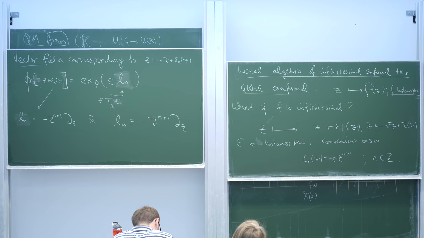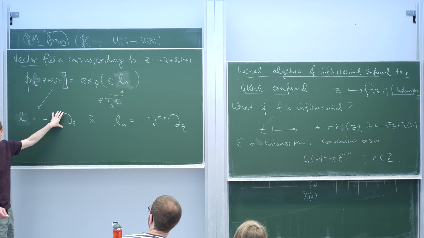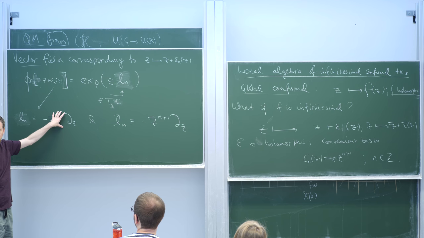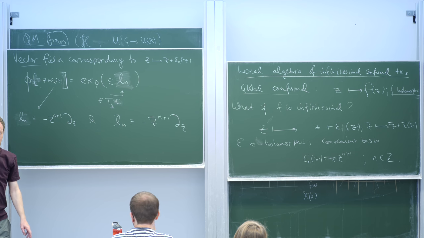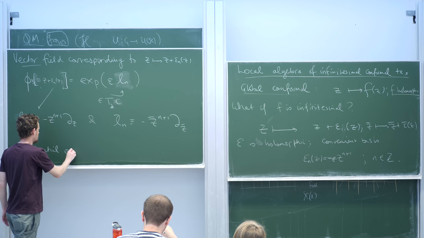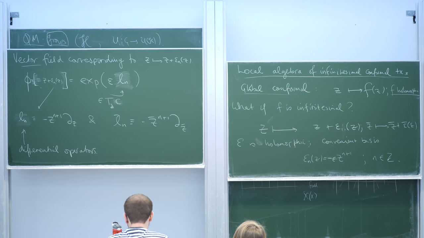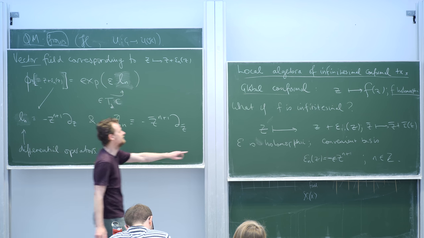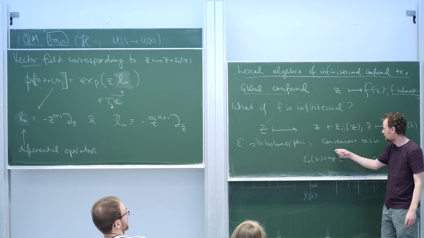So that you can verify this. It's a nice little exercise to just take the exponential of this differential operator, act it on some point in the complex plane, and see that you get the same answer as just doing z goes to z plus epsilon_n z. Nice little exercise. So now we have a bunch of differential operators representing the Lie algebra of this infinite dimensional collection of infinitesimal symmetries. It's infinite dimensional because, see, this basis here is infinite dimensional, right? For every integer, we have a different infinitesimal transformation.